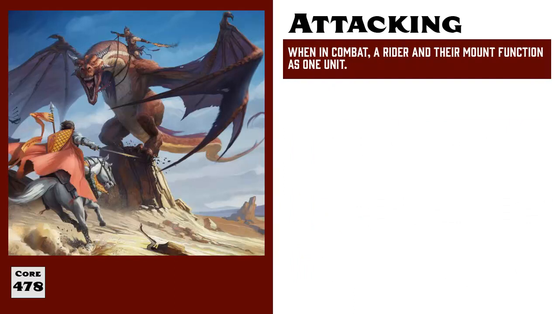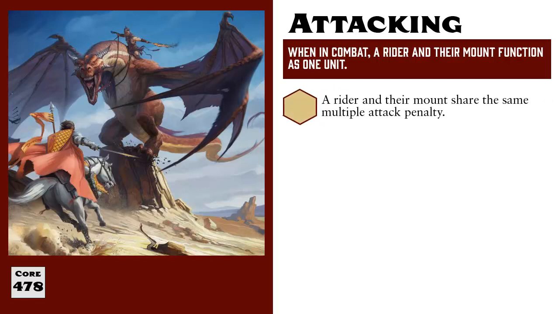When in combat, you and your mount function as one unit, meaning you share a multiple attack penalty. If you spend an action to Strike an enemy and then use Command an Animal to tell your mount to attack, it will do so with the usual -5 penalty for multiple attacks.